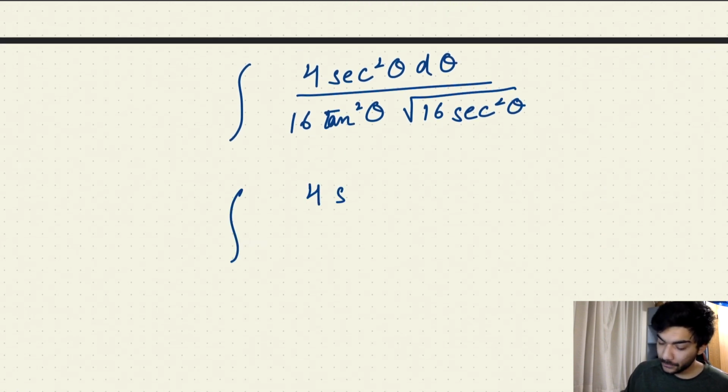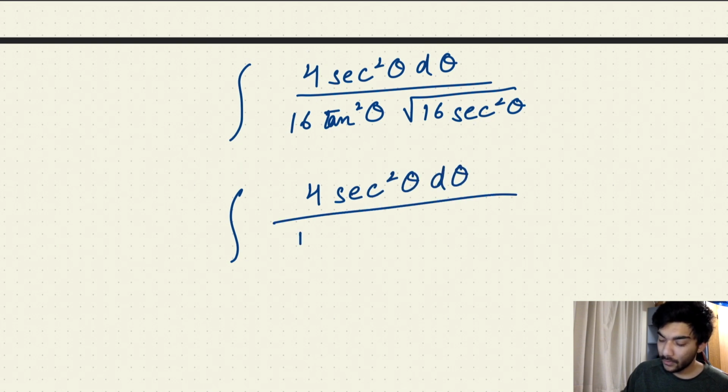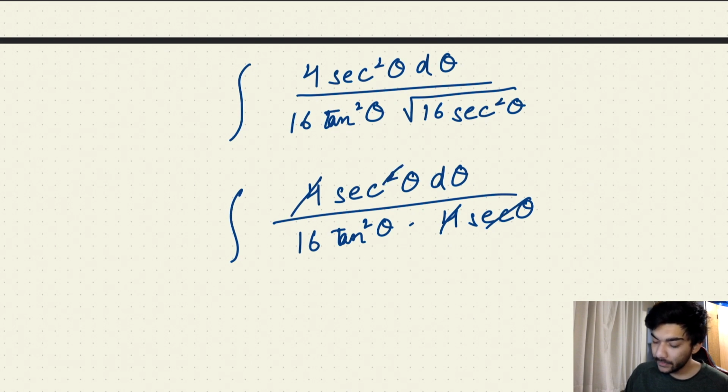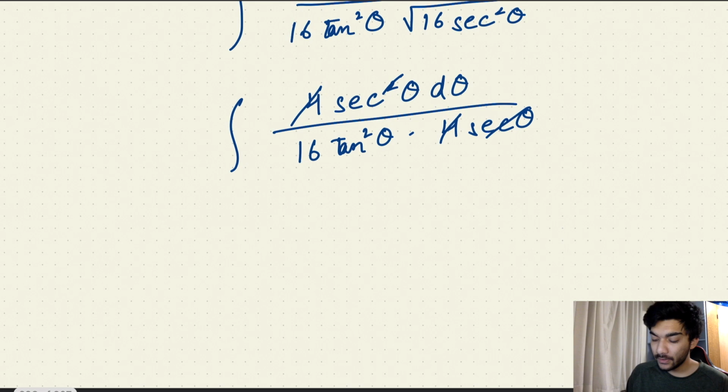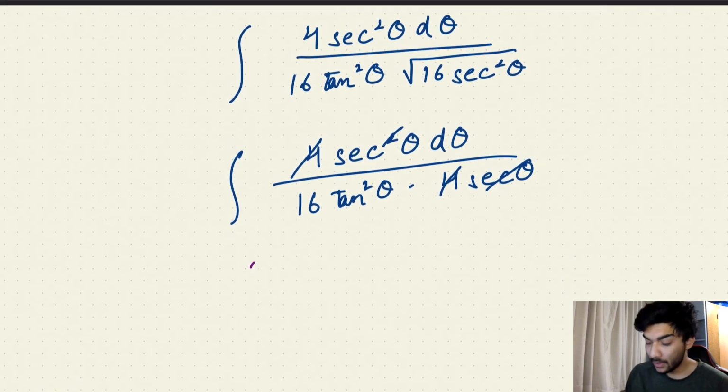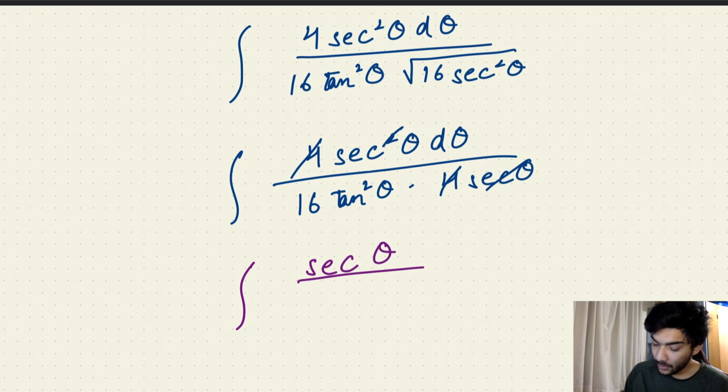And now if we calculate this expression, we will get 16 tan square theta times 4 secant theta in this case. And now we can cancel this 4 with this 4. Secant theta will be cancelled with 1 secant theta in the numerator. And now we will be left with calculating the integral of secant theta upon 16 tan square theta d theta in this case, right?